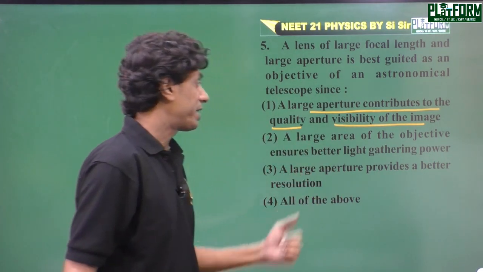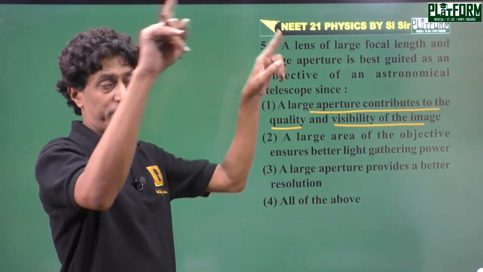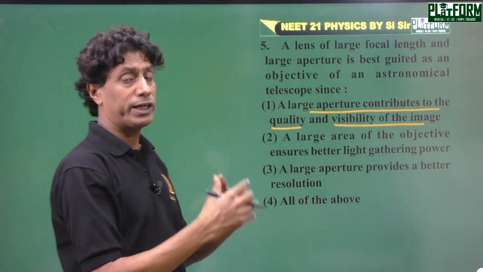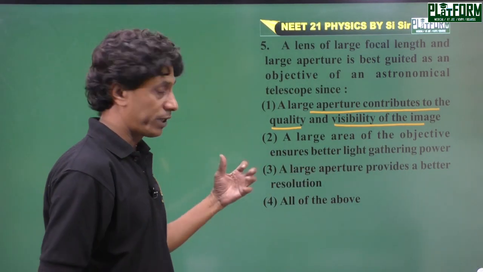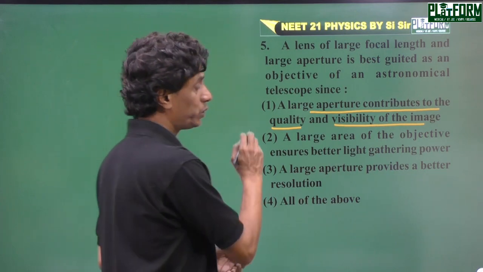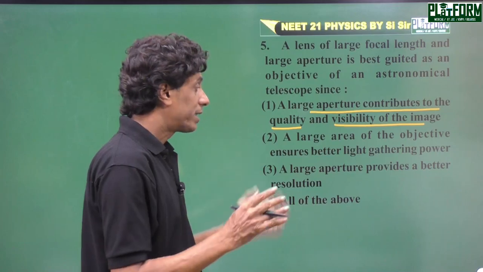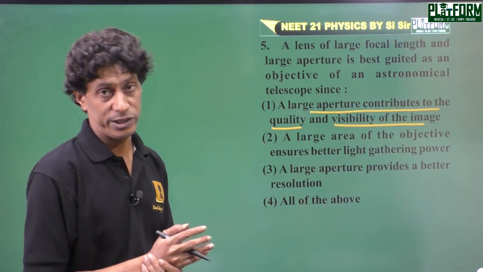Large area objective ensures better light gathering power. Obviously, if the aperture is more, you can get more light, so that will ensure better light gathering power. 2 is also a correct statement of this problem. A large aperture provides better resolution.